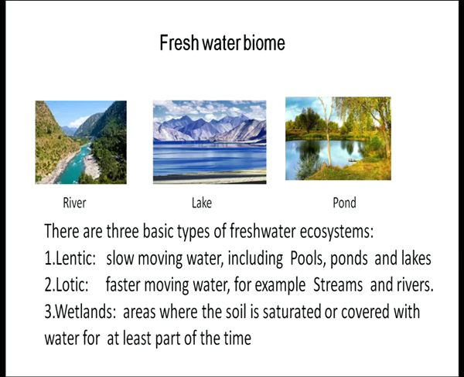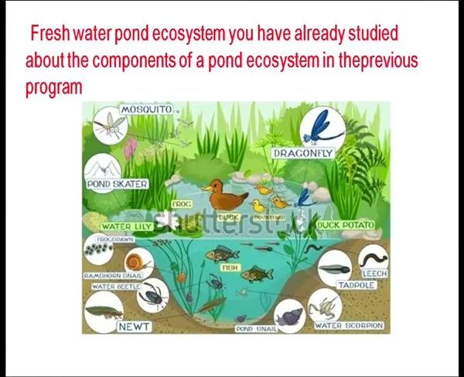There are three basic types of freshwater ecosystems: lentic, slow moving water bodies including pools, ponds and lakes; lotic, fast moving water bodies, for example streams and rivers; and the third type is wetland, areas where the soil is saturated with water or covered with water for at least part of the year. You have already seen this picture in the previous program also, an aquatic ecosystem of freshwater showing the various components, that is the fauna and flora, which is influenced by the region in which it exists.